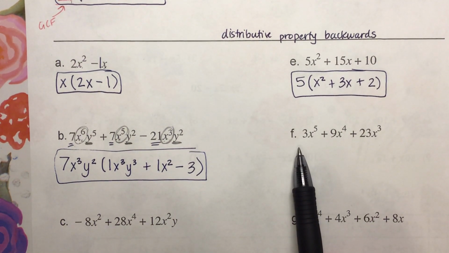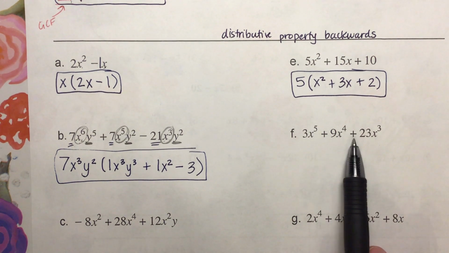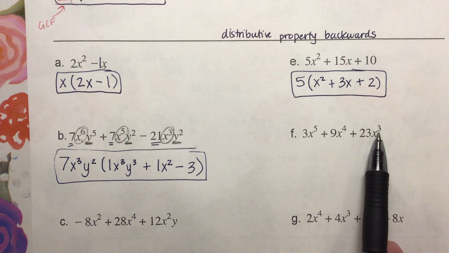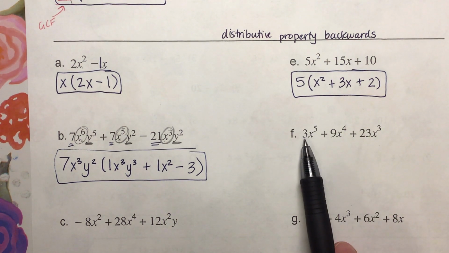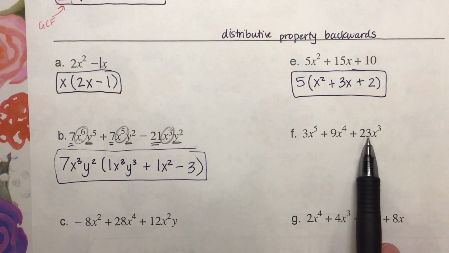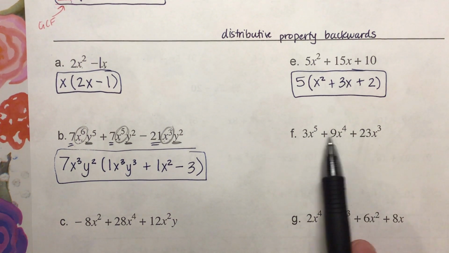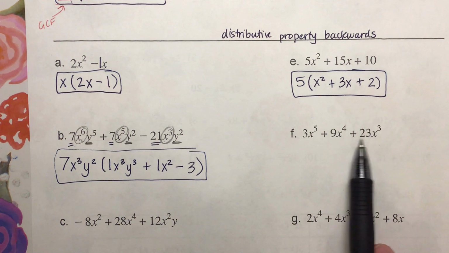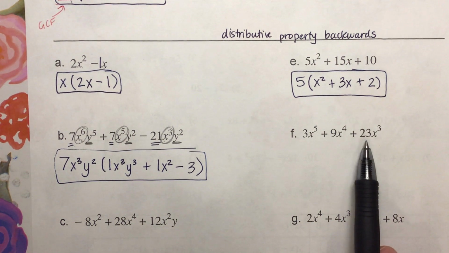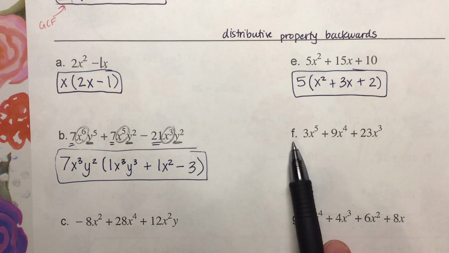Okay, going on to example F. I have 3x to the 5th plus 9x to the 4th plus 23x to the 3rd. Looking at your numbers first, 3, 9, and 23, we do not have any factors common between all three of these terms. 3 and 9 do have a 3 in common, but 23 doesn't work for that. I believe 23 is prime. So I cannot divide something out of these.